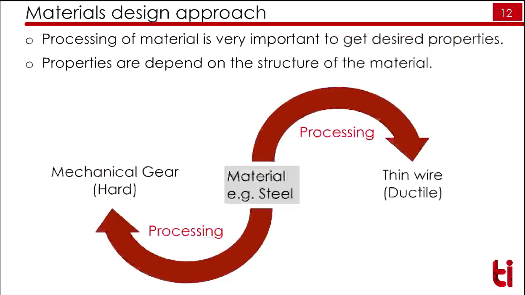So the difference is only in the processing, or the structure. Here the property is ductility and here the property is hardness. We have only changed the processing route. So by changing the processing route, what would have happened in that material to achieve the desired properties? That change in the material we can call the structure. So now in the next lecture we will focus on the structure of materials.